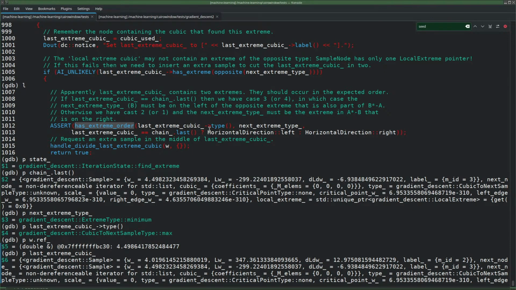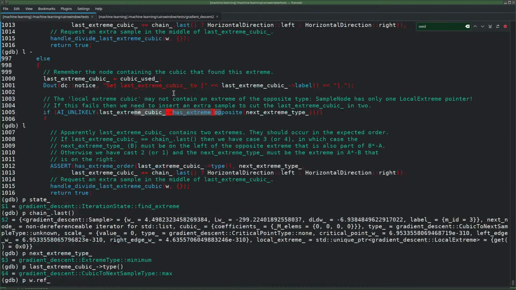The problem here is that I'm testing that it has the opposite maximum, therefore it has a maximum, but it does not have a minimum. So it says here, the local extreme cubic may not contain an extreme of the opposite type. I think that is correct. So this is indeed not allowed. But if it does not really include the local extreme that we found, then this is going to fail.